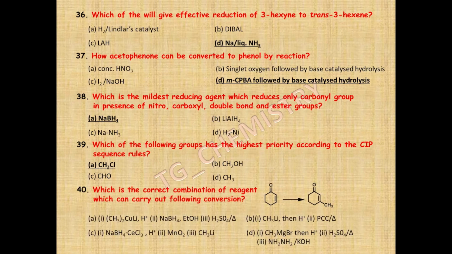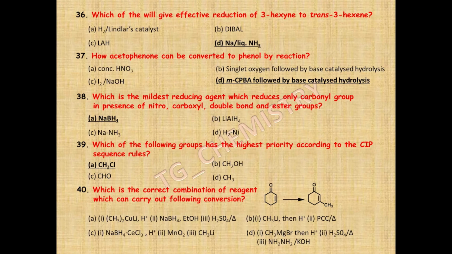40th question is, which is the correct combination of reagents which can carry out the following conversion? You can see this is an alpha beta unsaturated cyclic ketone, and you have a methylation at the beta position with respect to the carbonyl group. And so what should be the combination of the reagents that should be used to effectively perform the transformation?